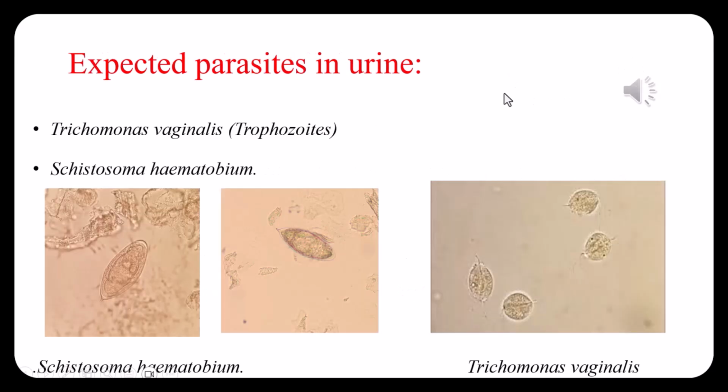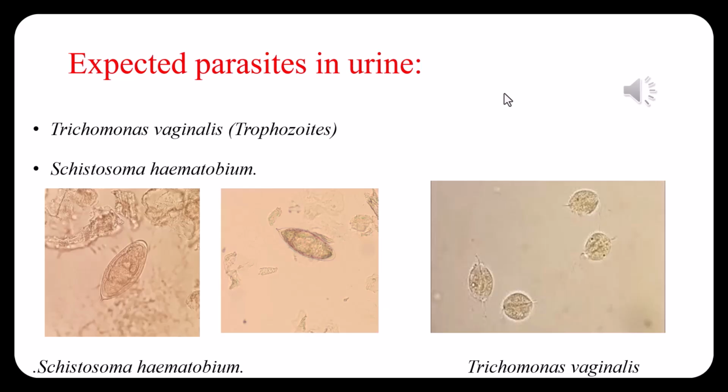So here, what are the suspected parasites that we find? The most common one is Trichomonas vaginalis, which may also infect the urethra in the male, and we can also find it in the female by urine. It can be detected as in this picture. The first picture is a Trichomonas vaginalis trophozoite. And the second picture is Schistosoma haematobium.